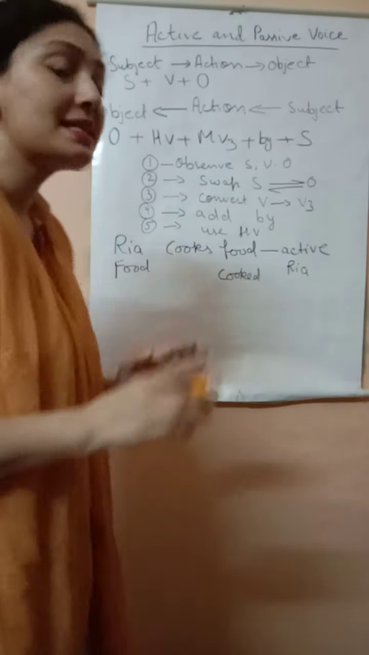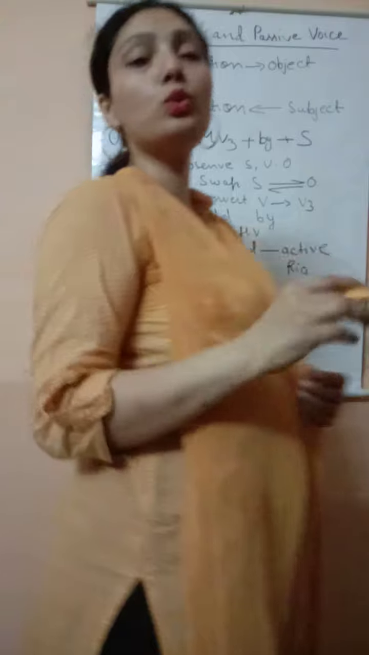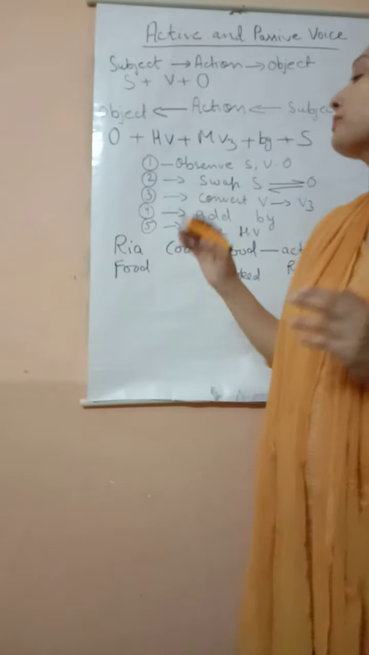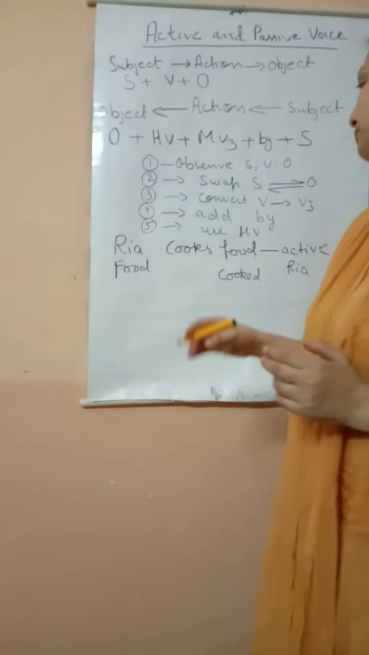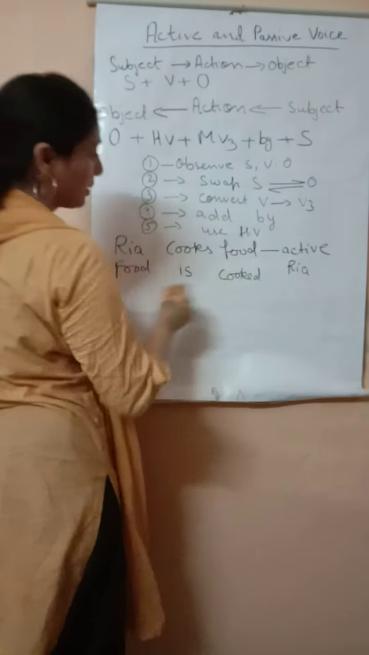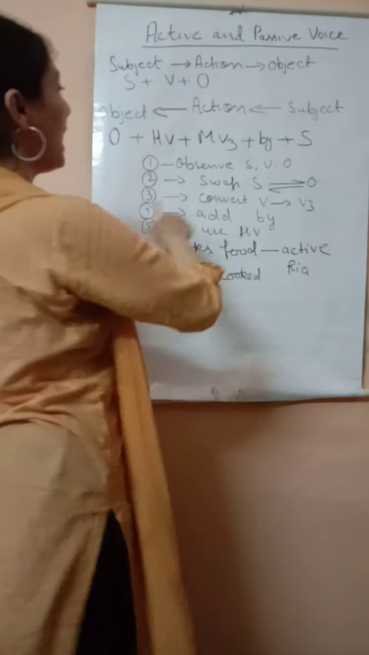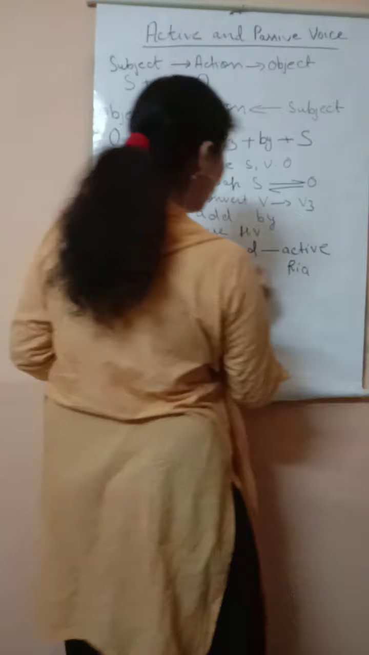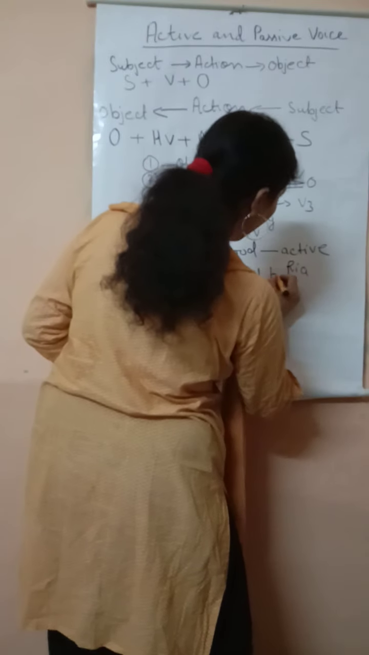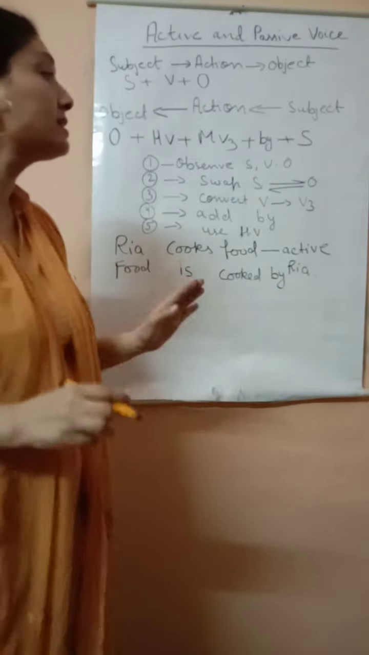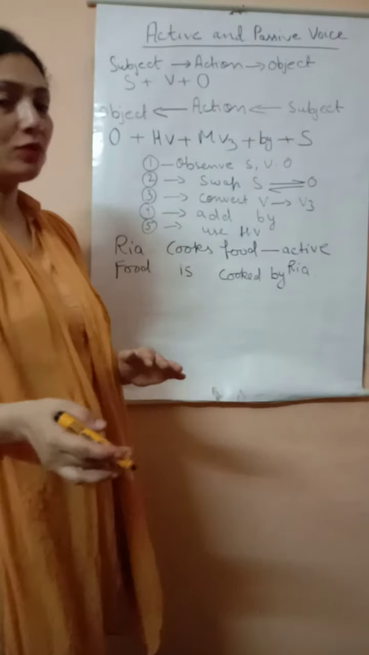So, for present tense, simple present tense, we use the helping verb is, am or are, according to our object here. So, food. For food, I am going to write food is cooked. And the last thing I am going to do here, adding by. Food is cooked by Ria. So, this is how we can change a sentence from active voice into passive voice.